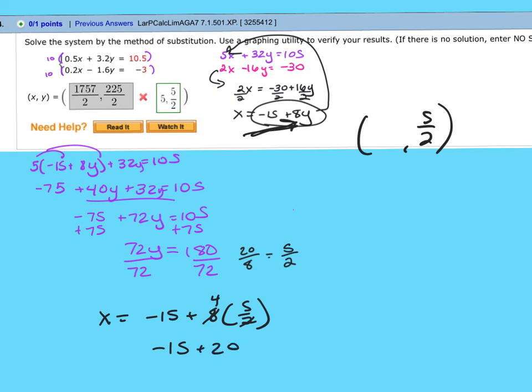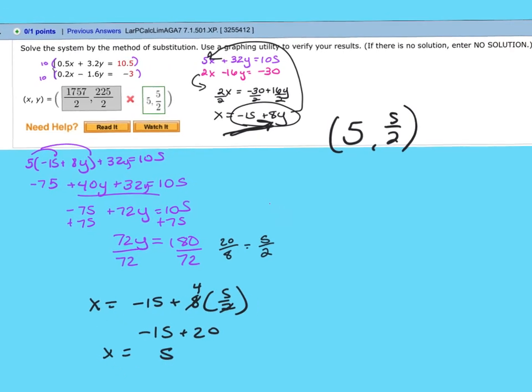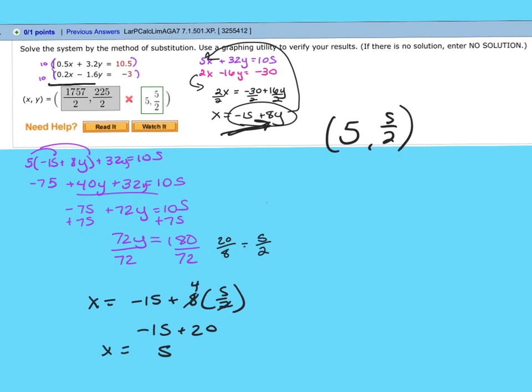Negative 15 plus 20, which is positive 5. And that completes your ordered pair. Then use the graphing utility to do that. We're going to have to solve these. So I would say you're going to have to solve this for y.